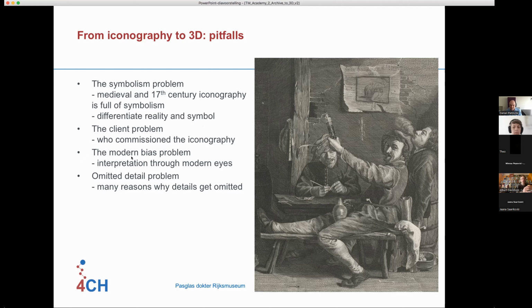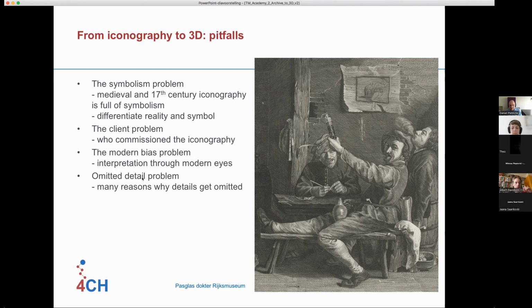Another problem is what I call the modern bias problem, is that we look, of course, at these things with our eyes of today. And we sometimes forget that we take a lot of things for granted. Things were in the past different. Remember, the past is a foreign country and with totally different rules. So if we do interpretation, we need to be careful not to look too much at these sources with our modern eyes of today. I'll give a nice example of that immediately.